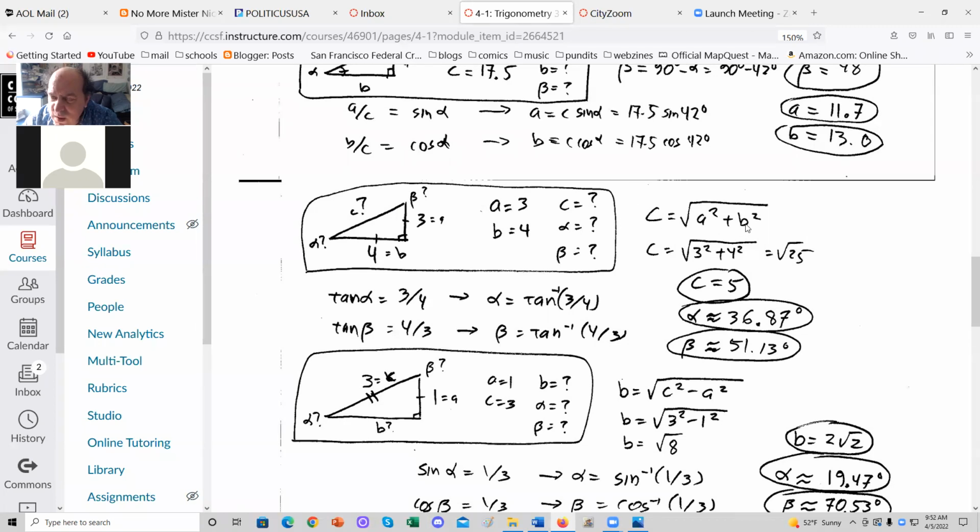Well, C is root A squared plus B squared. All right, so we plug in 3 and 4. C equals root 3 squared plus 4 squared, which is root 25. 9 plus 16 is 25. Square root of 25 is 5. This is the 3, 4, 5 triangle.